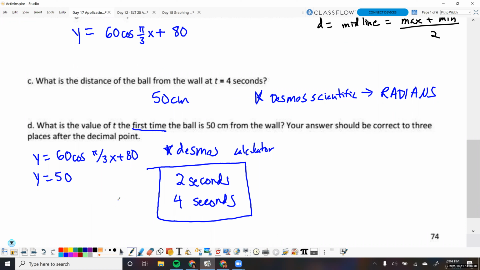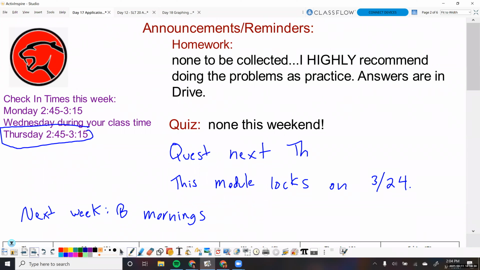All right, our goal today is to do 2 more of these application type problems. Want to go over a couple announcements because, you know, a lot of changes are happening. First off, it's a review day. We're going to review what you did asynchronously Tuesday, Wednesday, so there is no homework to be collected. However, I highly recommend that you finish anything that we don't finish and check it in Drive. There is no quiz this weekend because we have a quest next Thursday.